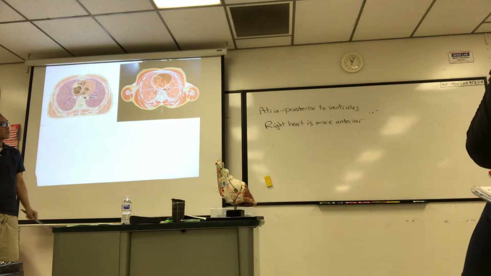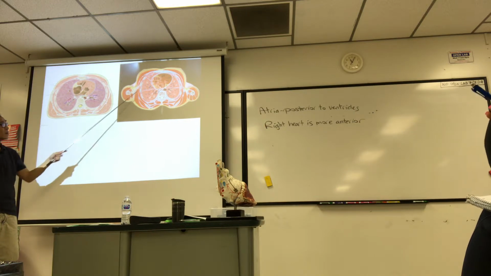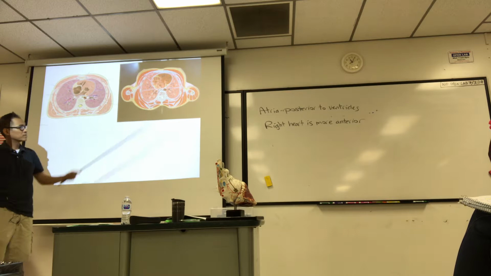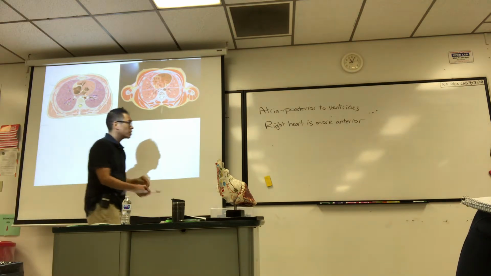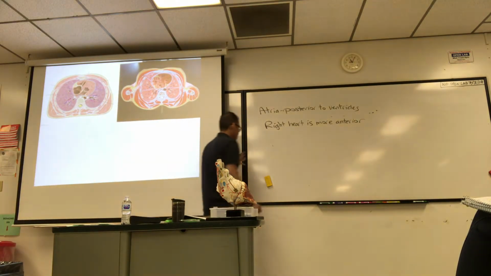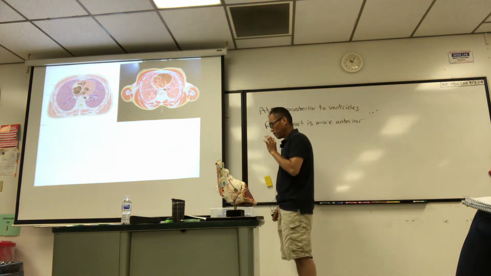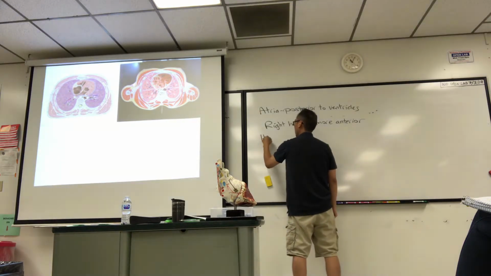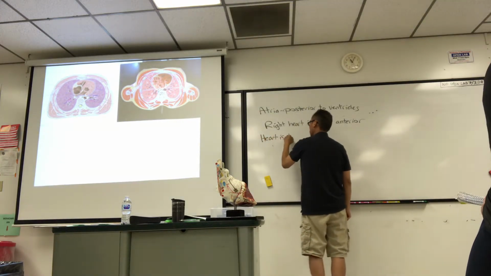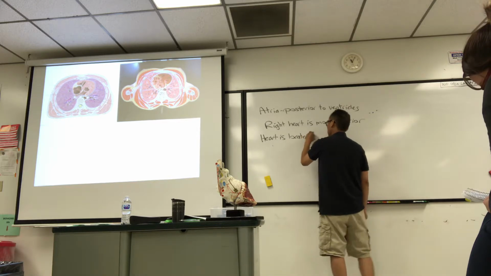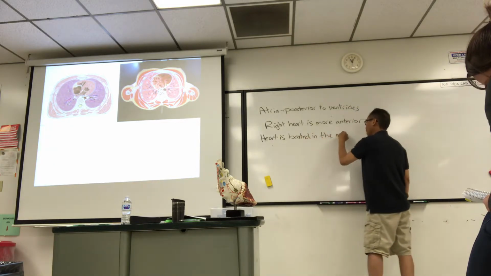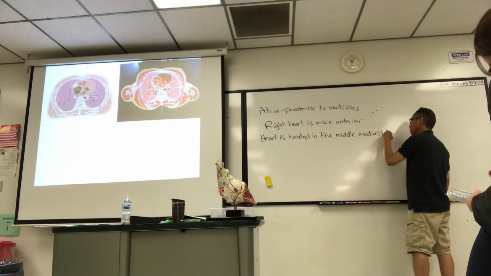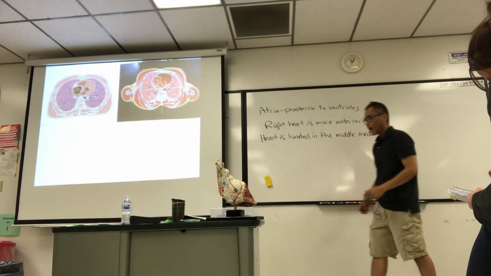Okay, so that's kind of how the heart sits in the chest, a little to the side, and the right is more anterior. That's the sternum right there. And they sit between your lungs. Technically, the name of the space is the middle mediastinum. The heart is located in the middle mediastinum. Think of it as a space within the thoracic cavity.